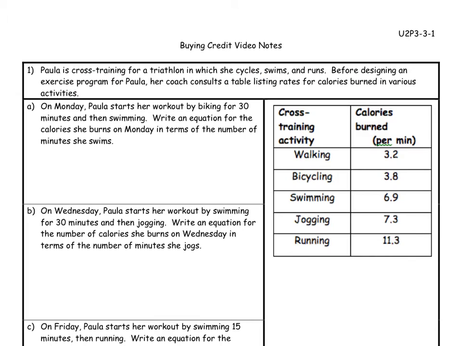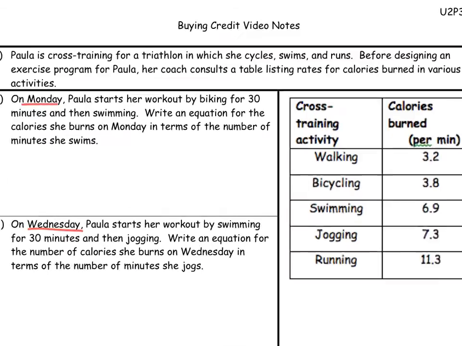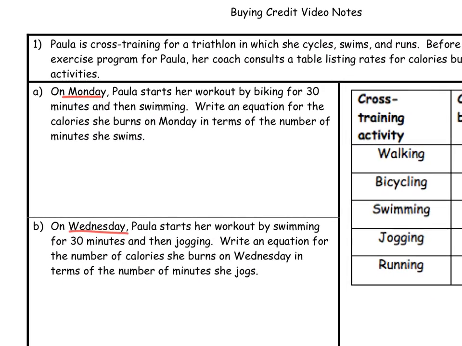So Paula is exercising on 3 days, on Monday, on Wednesday, and on Friday. And for each of those days, we need to write an equation in terms of the number of minutes she bikes, jogs, swims, runs, or walks. So we'll take a look at Monday first. On Monday, Paula starts her workout by biking for 30 minutes and then swimming. So we need to write an equation for the calories she burns on Monday in terms of the number of minutes she swims.